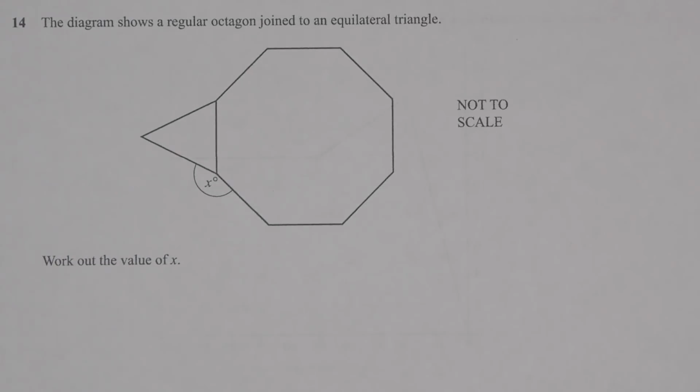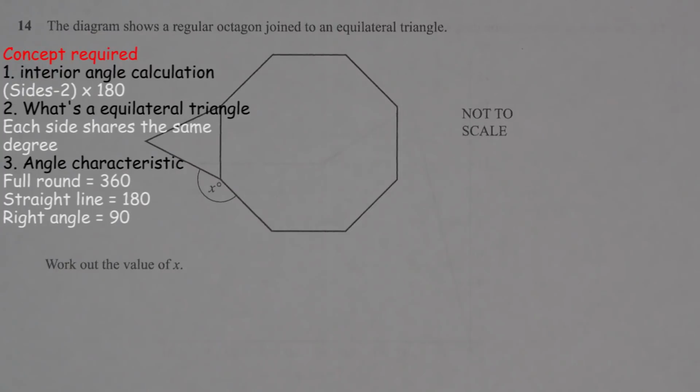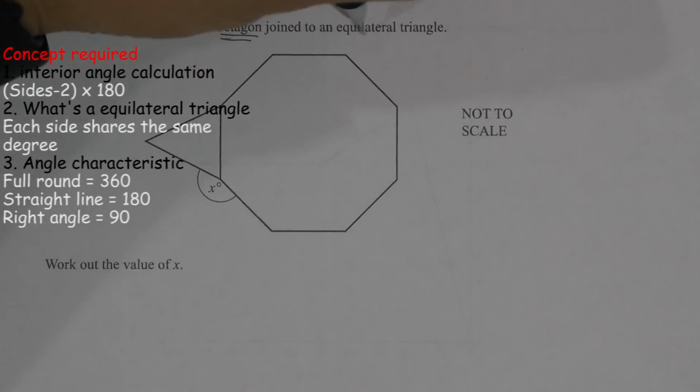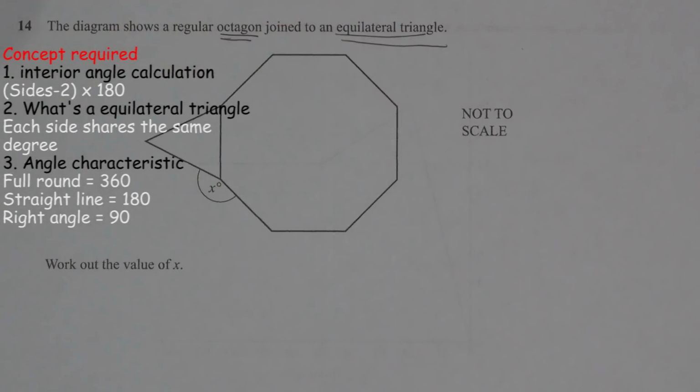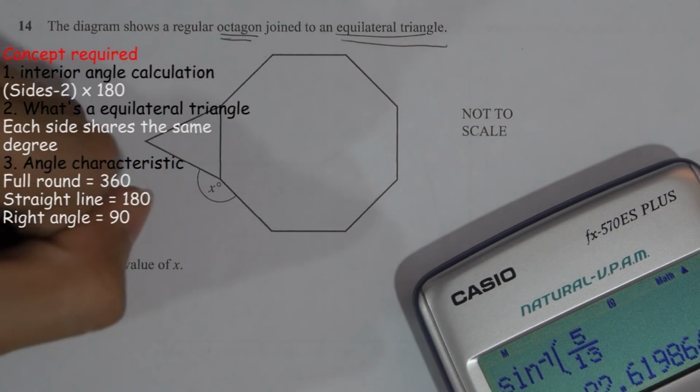So for the following question, it's a little bit tricky, because first you need to find how much each side of the octagon has. So you use the formula (8 minus 2) times 180 to find the sum of the interior angles first. Then divide it equally by 8 sides to find the exact value.